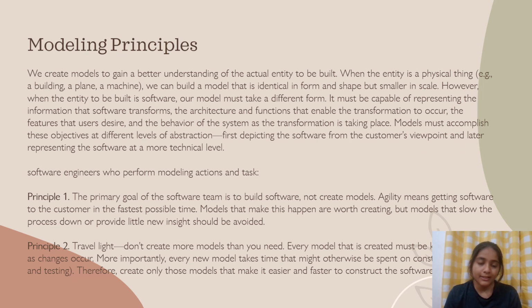Modeling principle. We create models to gain a better understanding of the actual entity to be built. When the entity is a physical thing, we can build a model that is identical in form and shape but similar in scale. However, when the entity to be built is software, our model must take a different form. It must be capable of representing the information that software transforms, the architecture and the function that enable the transformation to occur, the features that users desire, and the behavior of the system as the transformation is taking place.